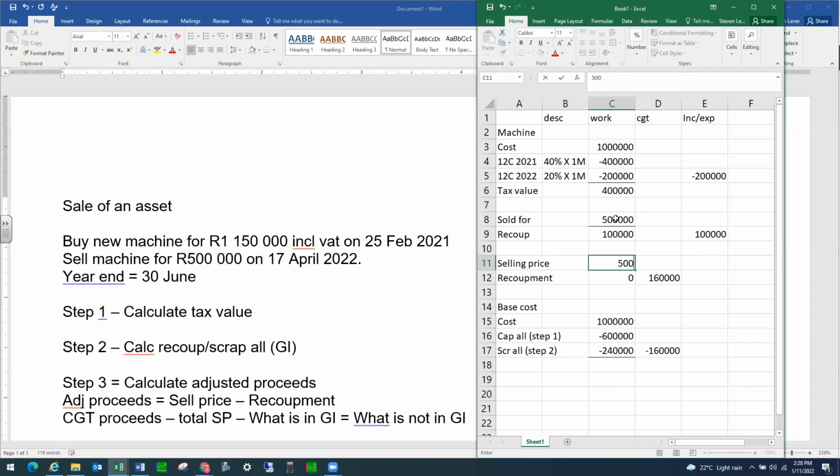Selling price 500. How much is my recoupment? 100,000. There we go. So that's 400,000. Is there a scrapping allowance here now? No. When we sell for below cost, again, there's no capital gain, but we still need to show it. Yeah, I got that. You're happy with that?